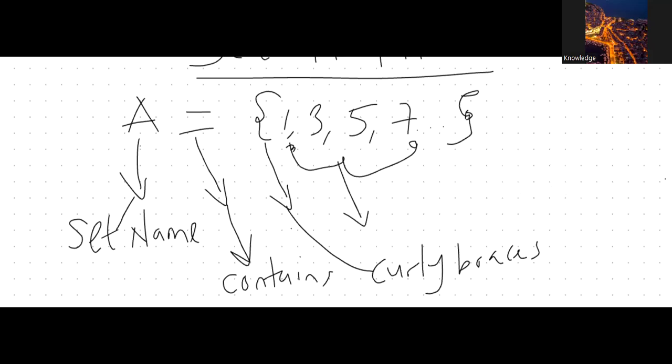Now, let's move on to more important things that we'll be dealing with here. So if that is curly bracket, then we have the items inside the curly bracket, the 1, 3, 5, and 7 in this case. Those are what we call the elements.